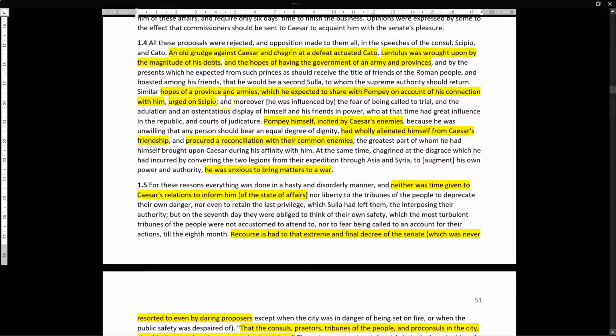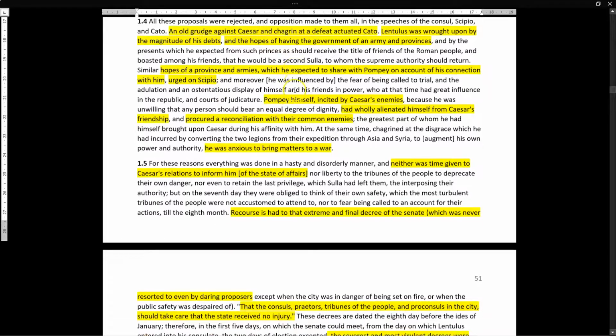Similar hopes of a province and armies, which he expected to share with Pompey on account of his connection with him, urged on by Scipio. Scipio's really getting it in the neck from Caesar in terms of causing all the problems. So it's everybody's fault except his. It's not Caesar. Caesar is just being targeted by enemies, and it's absolutely awful.